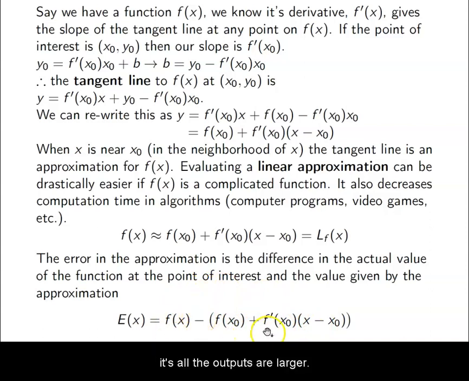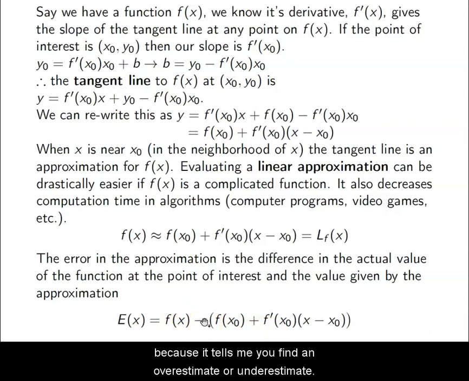It's all the outputs are larger than my actual function. So sometimes not using the absolute value is nice because it tells me if I'm an overestimate or underestimate, but the absolute value is also useful because it just tells me how far away I am, period, right? So this brings us to differentials.